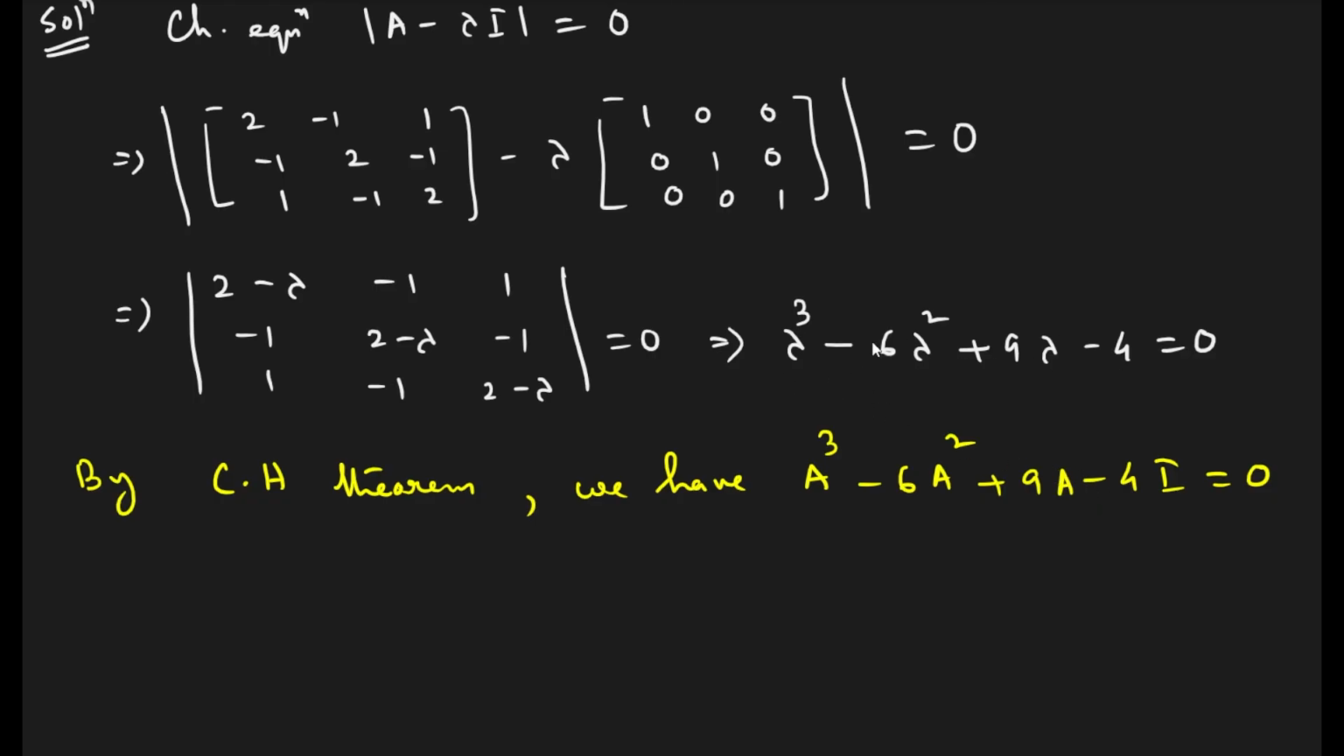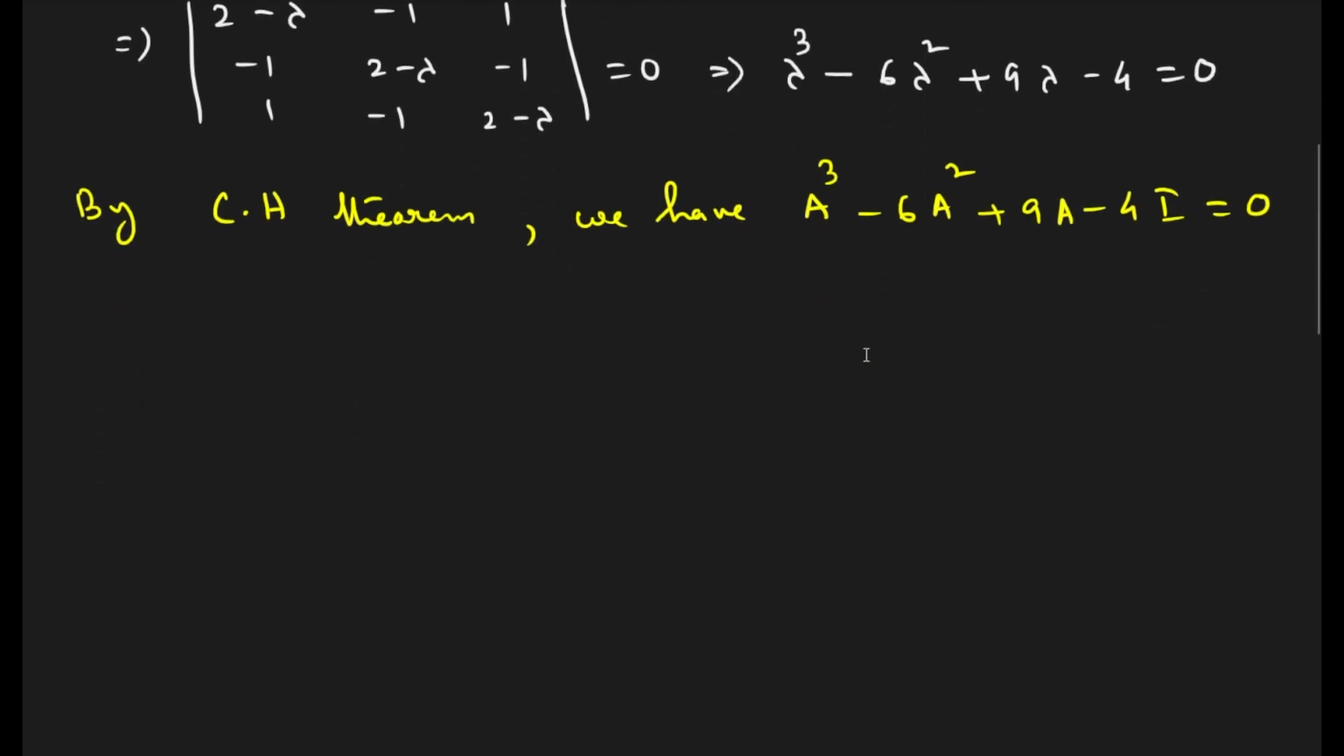So what is the Cayley Hamilton theorem? This is the characteristic equation, and the characteristic equation will be satisfied by its own matrix, that is, capital A. Now we have to find the inverse. So how will we find the inverse? Pre-multiplying both sides by A inverse, it will be A cube minus 6A square plus 9A minus 4I equals the null matrix.